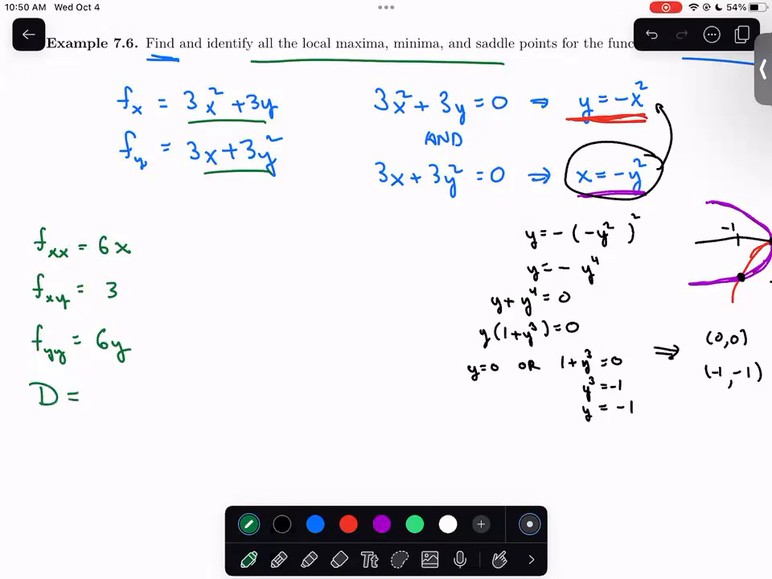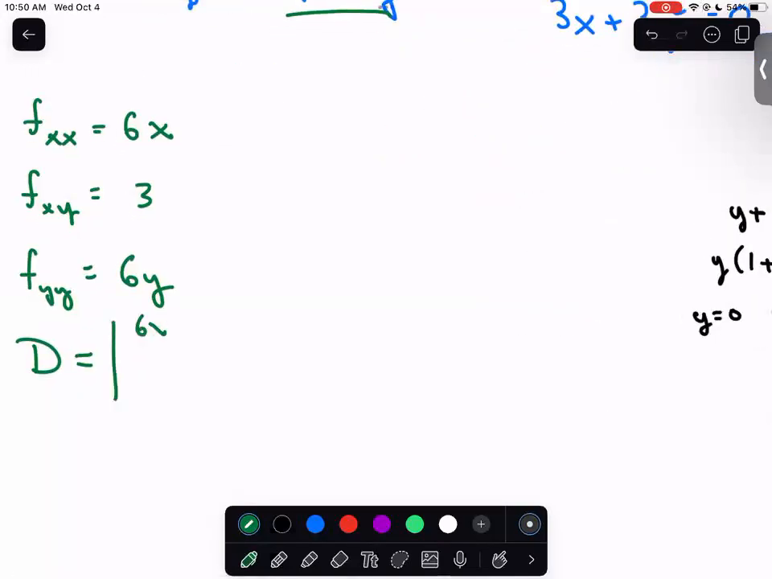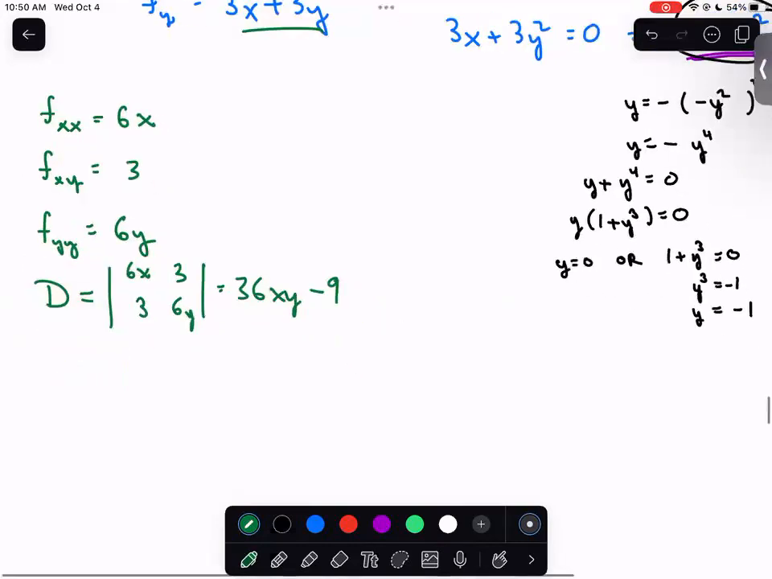So now my determinant equation, which again, you can go ahead and set up as an actual determinant if you'd like, or you can go ahead and just use the simplified version, right? We're going to have 36xy minus 9. So now you can see that we actually have a place to put in x values and y values. So it will depend on what critical point we're at.